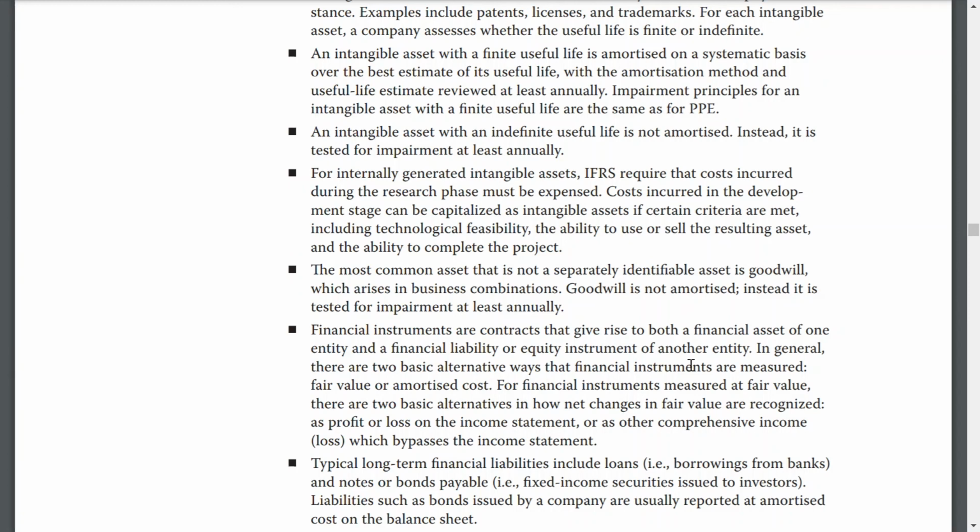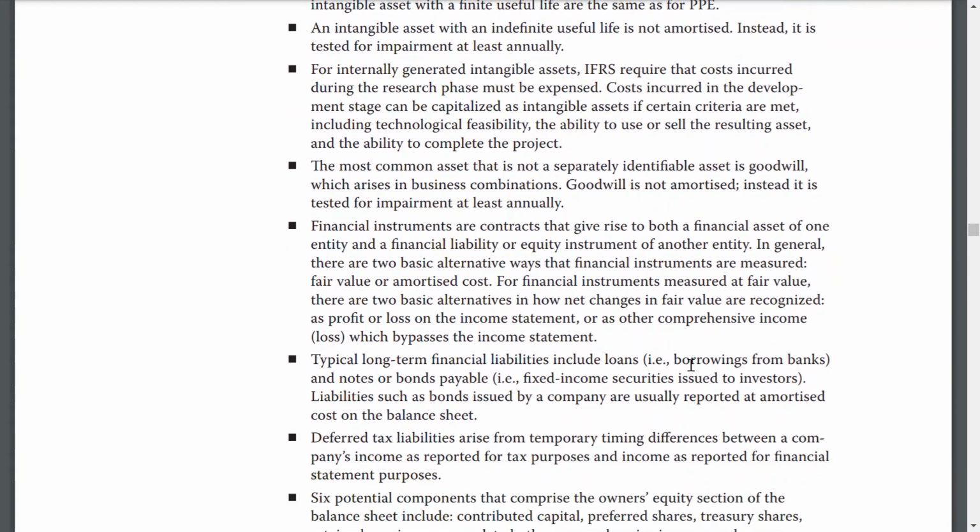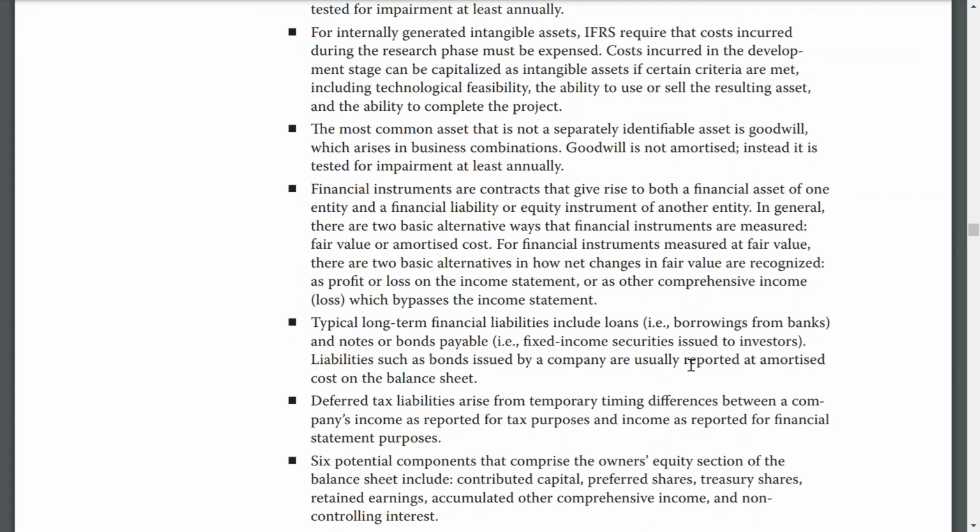The most common asset that is not separately identifiable is goodwill, which arises in business combinations. Goodwill is not amortized. Instead, it is tested for impairment at least annually.